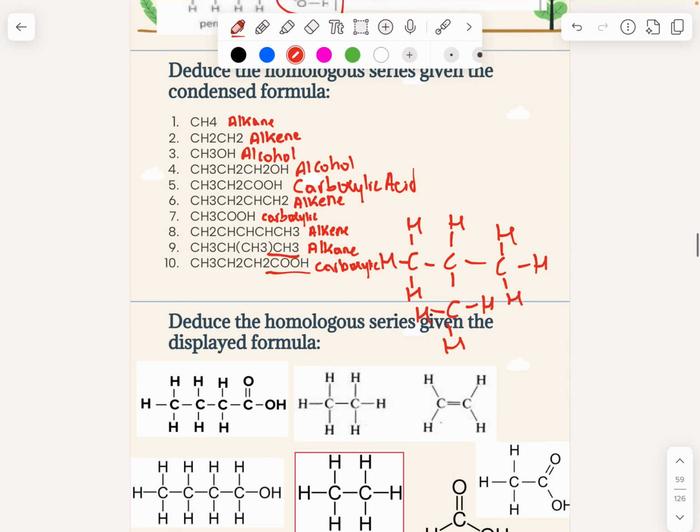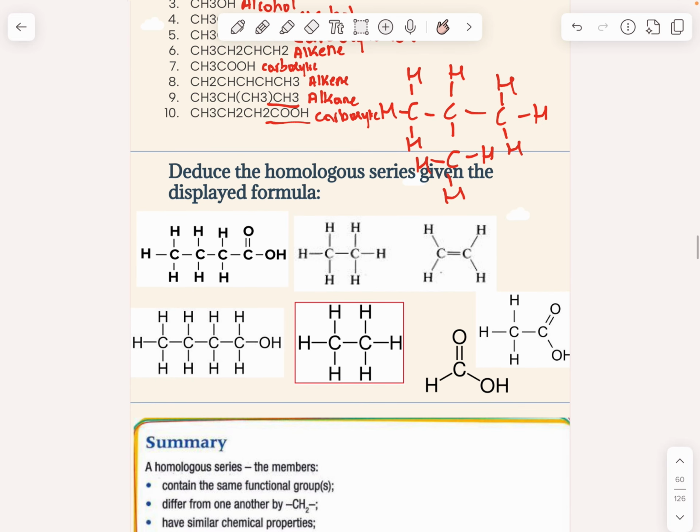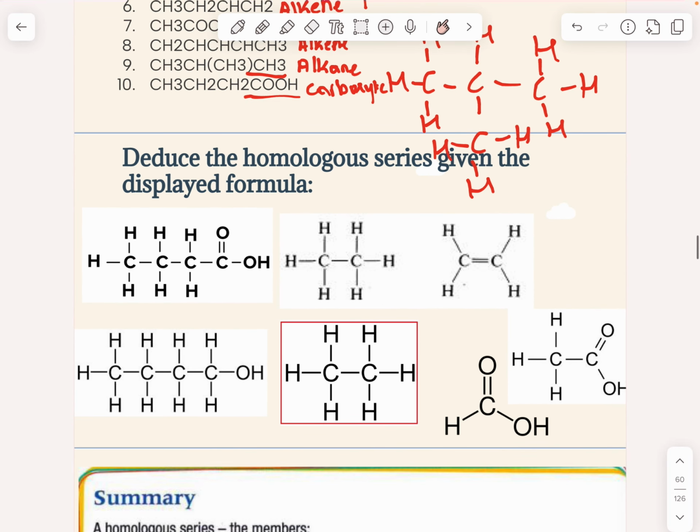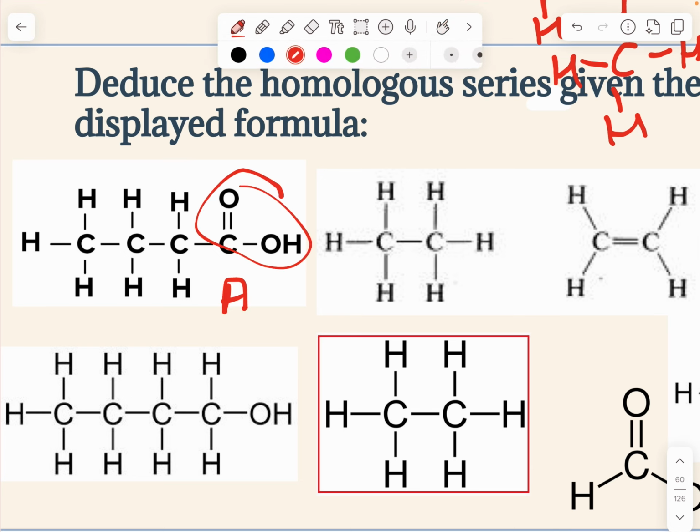Nice. Awesome. We're almost finished with this part of the lesson. See, we're even at the summary. It says deduce a homologous series given the displayed formula. So looking at A right here, what homologous series do you think this is? If you say carboxylic acid, then you are correct.